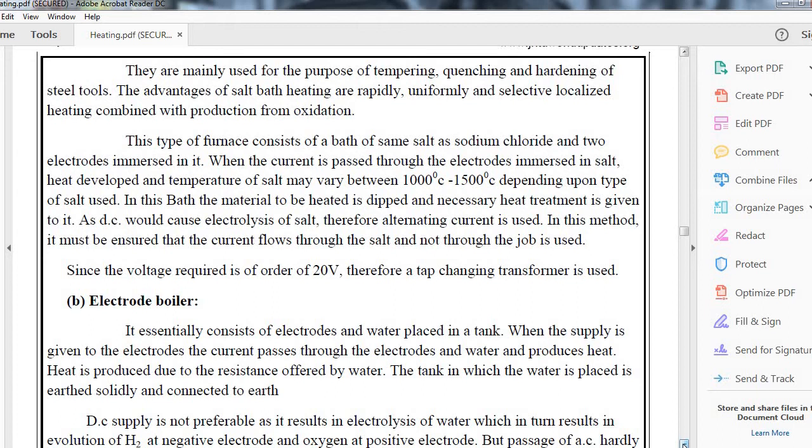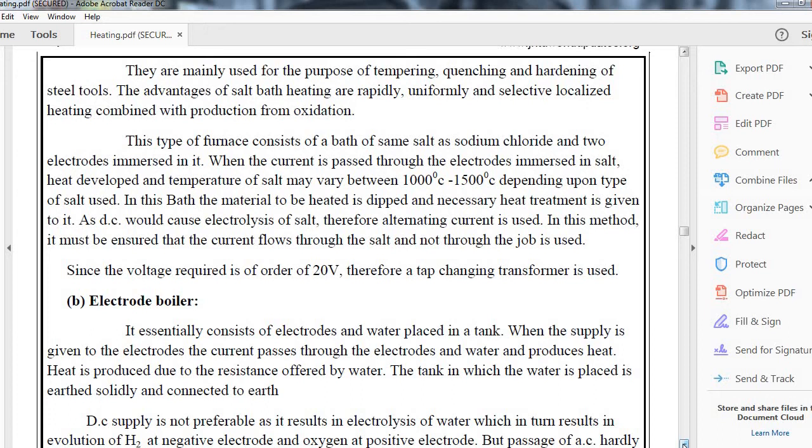This type of furnace consists of a bath of salt such as sodium chloride and 2 electrodes immersed in it. When the current is passed through these electrodes immersed in the salt, heat is developed and the temperature of the salt may vary from 1000 to 1500 degrees Celsius depending upon the type of salt used. In this bath, the metal to be heated is dipped and the necessary heat treatment is given to it.